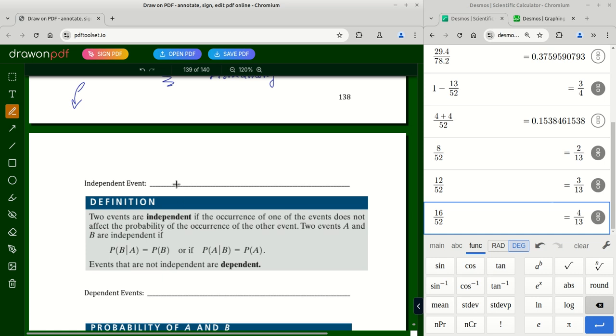Independent. So independent is when 2 events don't affect one another. Okay, so they don't affect one another. So a butterfly flaps its wings on the coast of Africa, and there's a hurricane in the Gulf. That's not really a thing, I know, but some people say so.